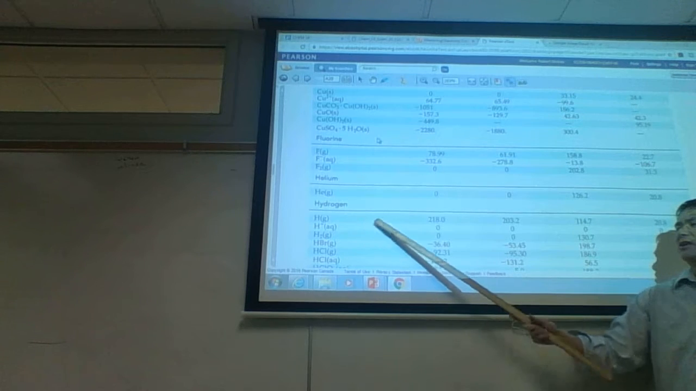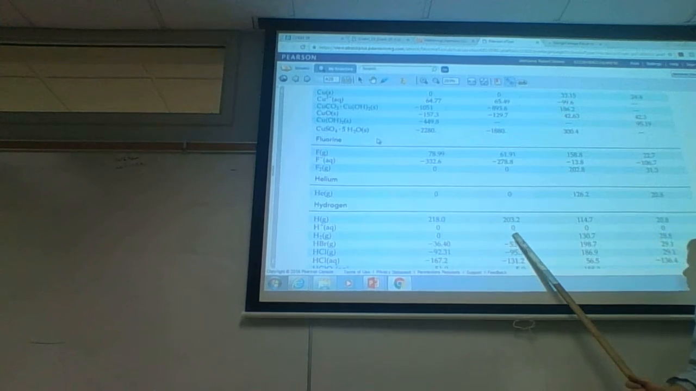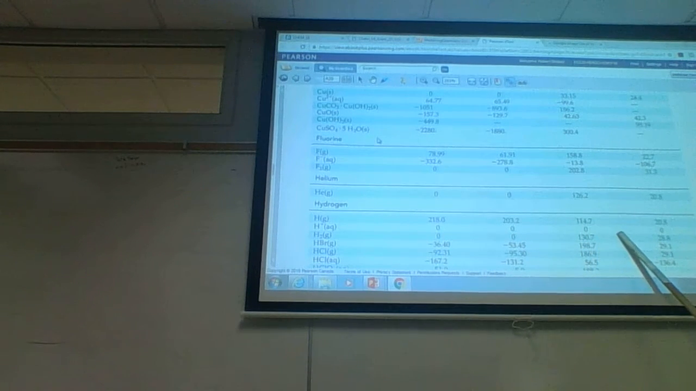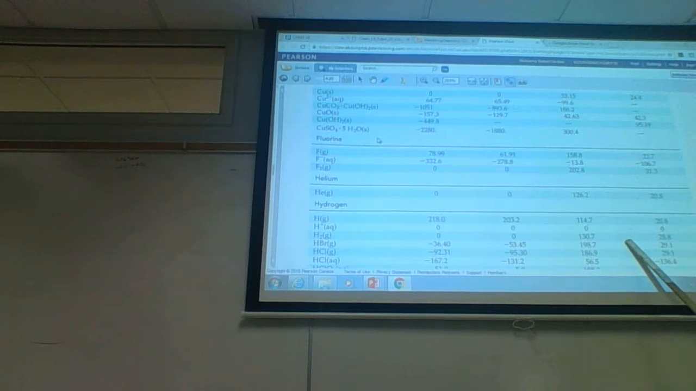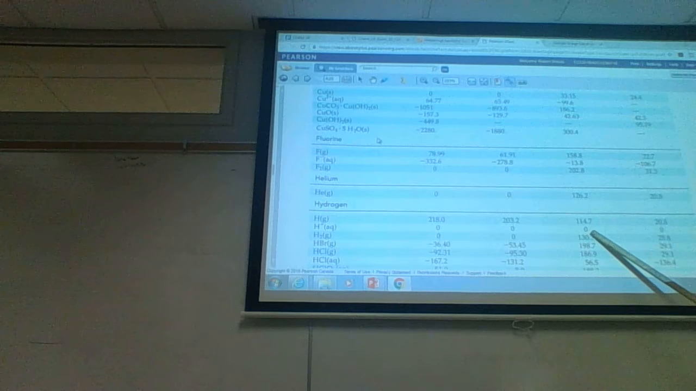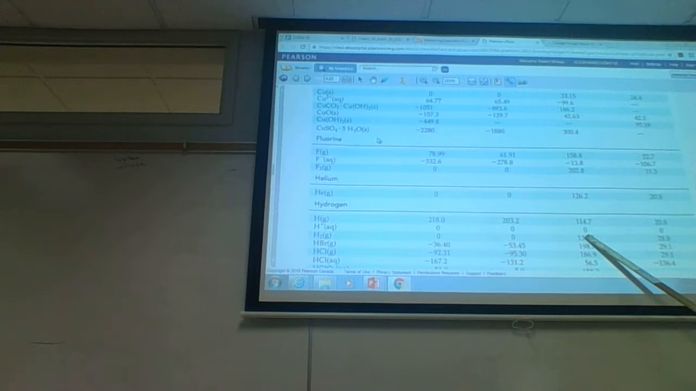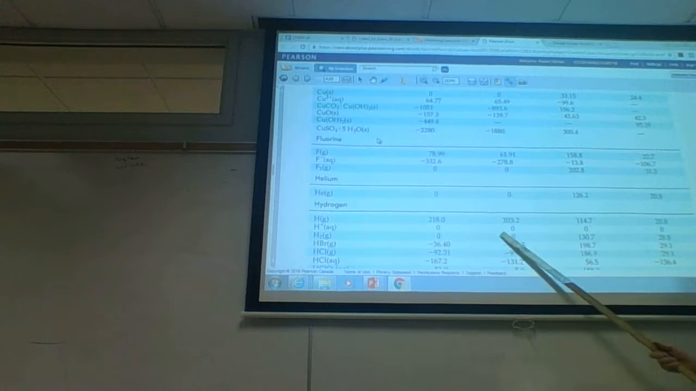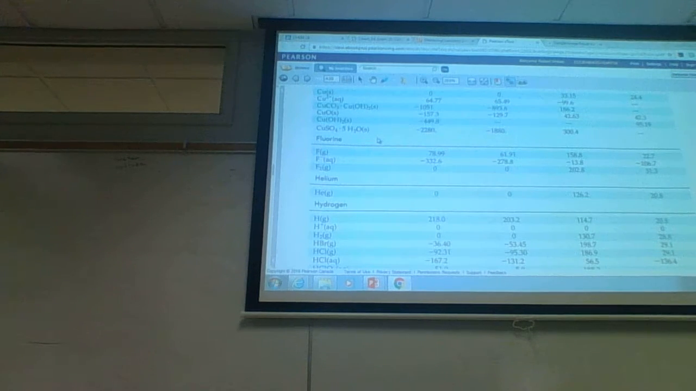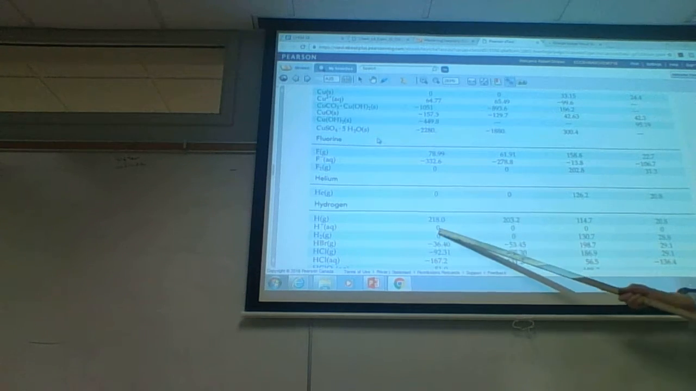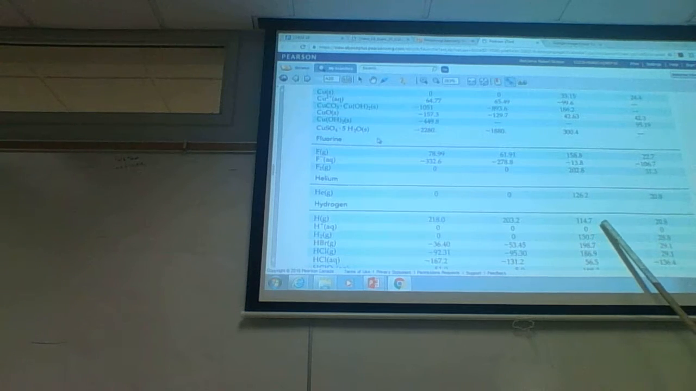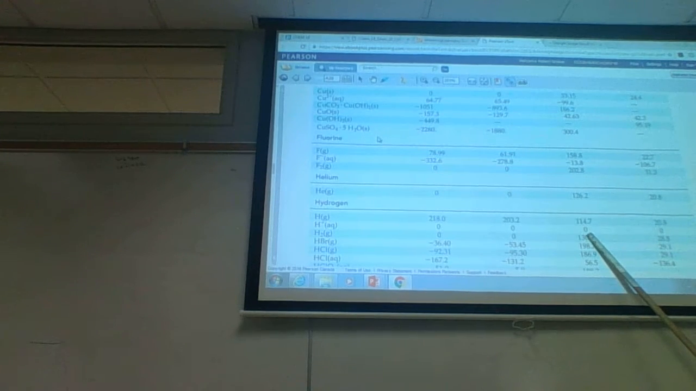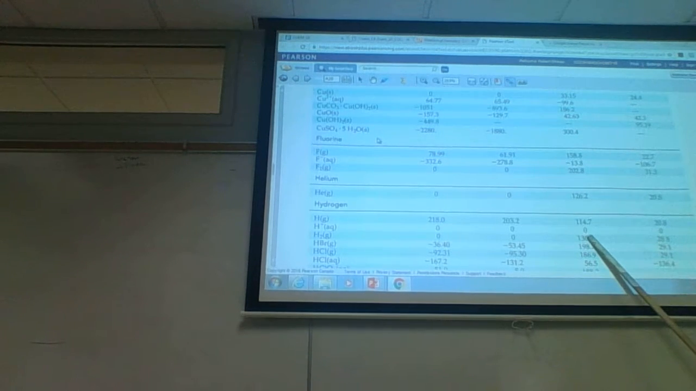Because H plus is our arbitrary 0. Does 1 molar H plus have an entropy of 0? No way. That was arbitrarily set because we run into this problem: 2 equations and 2 unknowns. But if H plus doesn't have an entropy of 0 joules per Kelvin, that is terribly wrong.